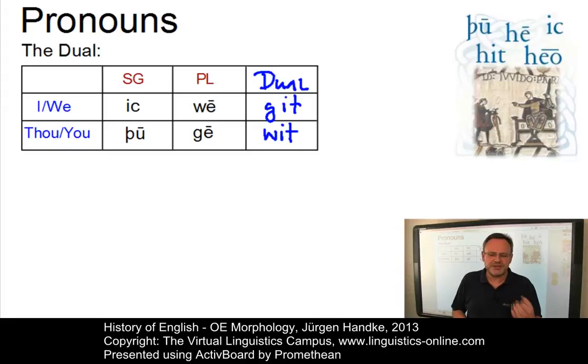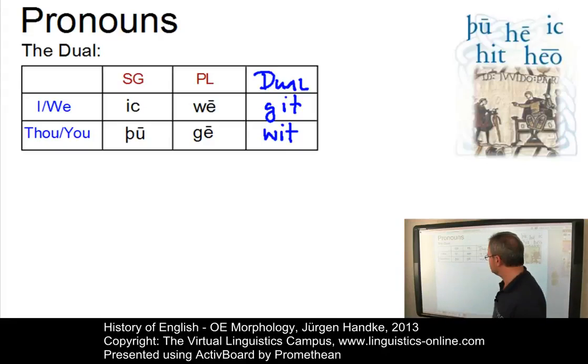However, this was not an obligatory category in Old English. In most texts, the regular plural, we and us, etc., is used to refer to the speaker and one other person. And the dual wit, for example, is reserved to emphasize the two-ness of a particular situation.